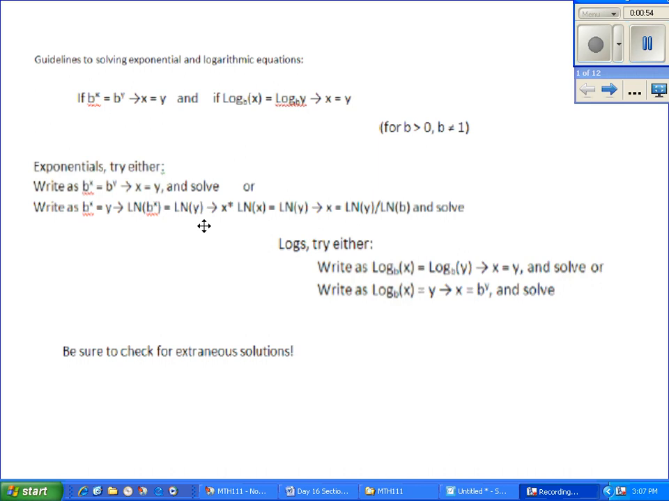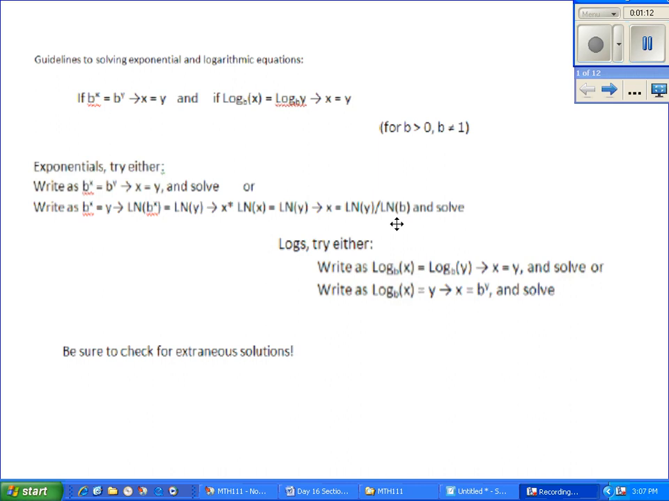Once we take the log of both sides, that allows us to get at the exponent, pull it out in front, and now it becomes a multiplication problem. And then we can divide both sides by the natural log of b, and x equals the natural log of y divided by the natural log of b, and solve from there.